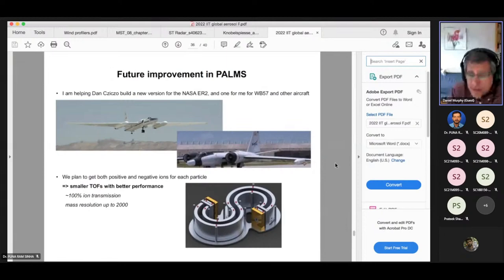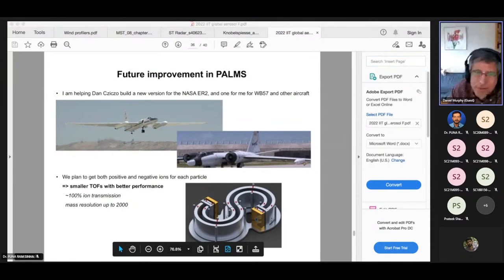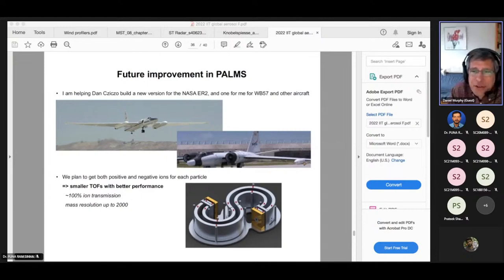So doing profiles with that sun photometer is actually very important for learning about the atmosphere as it is in place, rather than after you've sampled it. We're continuing work on our mass spectrometer in cooperation with Dan Sitso. We've just built two new versions of it with much better time of flight mass spectrometers. We're getting much better performance and flying them on very high altitude aircraft, the ER-2 and the B-57.